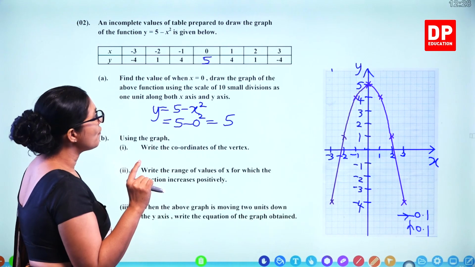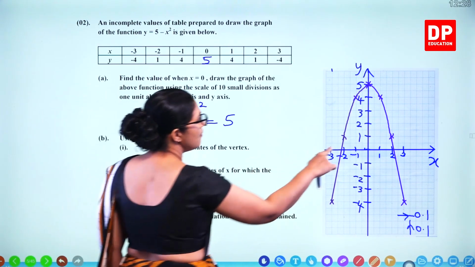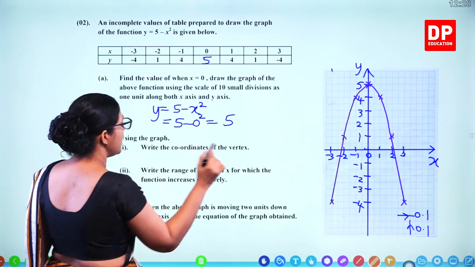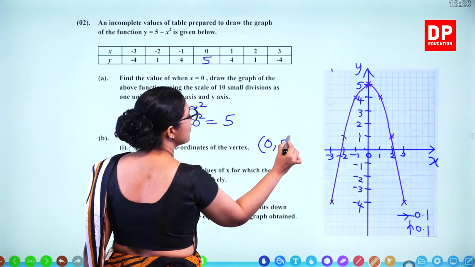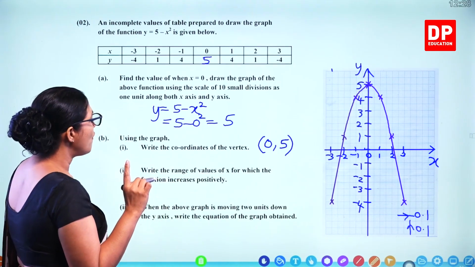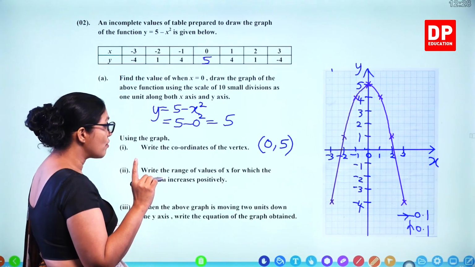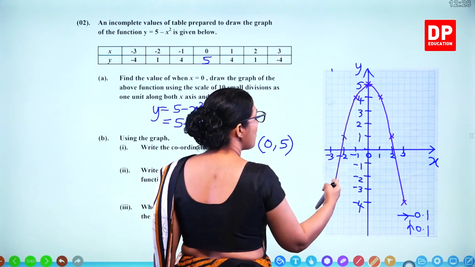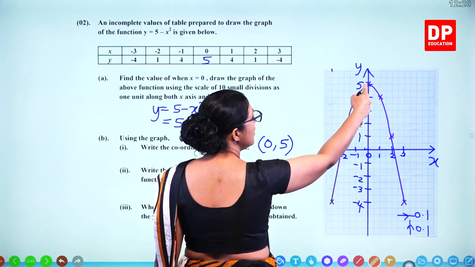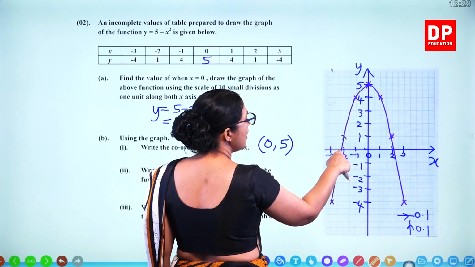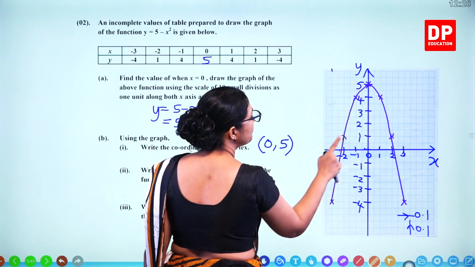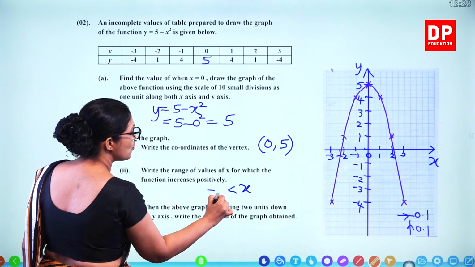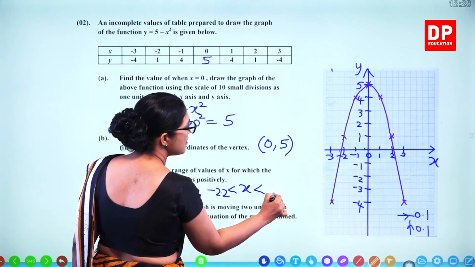Write the coordinates of the vertex point. When x equals 0, y equals 5. Coordinates, so 0, 5. Write the range of values of x for which the function increases positively. Increases this way, positively means here to here. So here x equals 0, here minus 2.2. So you can say x is in between minus 2.2 and 0.